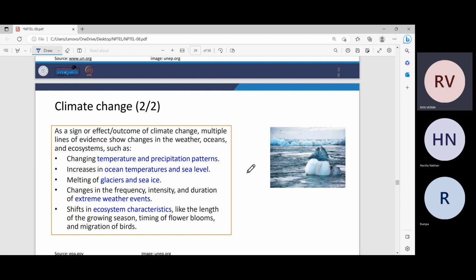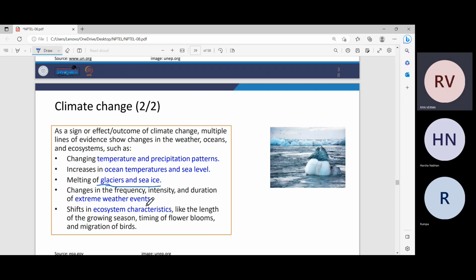This is how the temperature and precipitation patterns are being changed due to climate change. Next up, we have the changes in the ocean temperatures and also the sea level. We can observe that the sea level is rising at a slow but certain rate. This rise in the sea level is due to the melting of the glaciers and sea ice. Ultimately, the water generated from this melting is getting into the oceans and seas, and thus the water level in these oceans and seas is rising at a certain value.